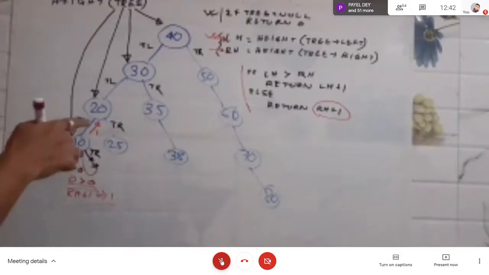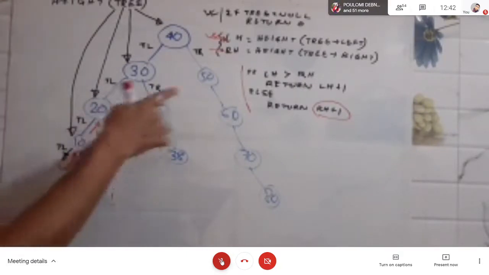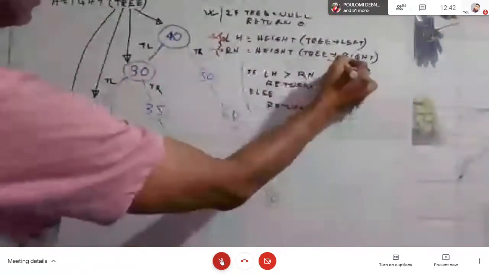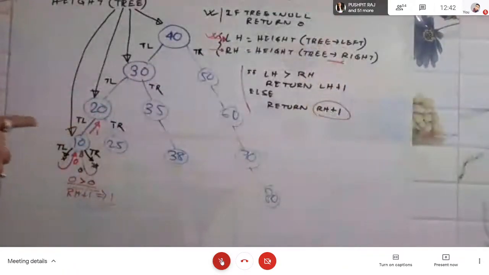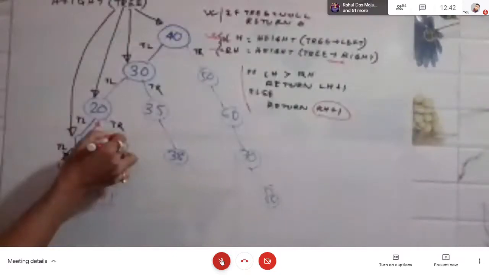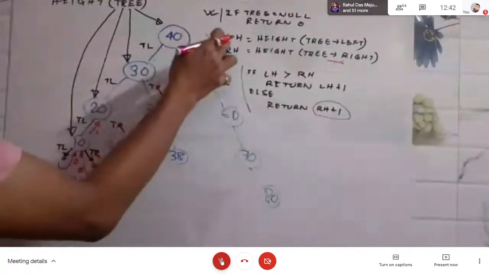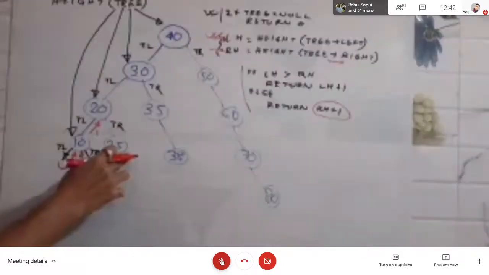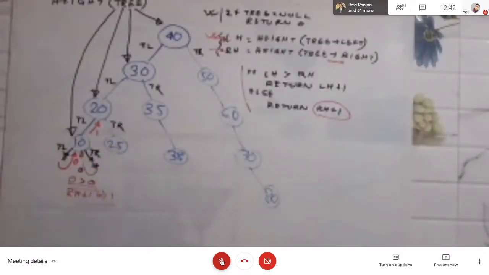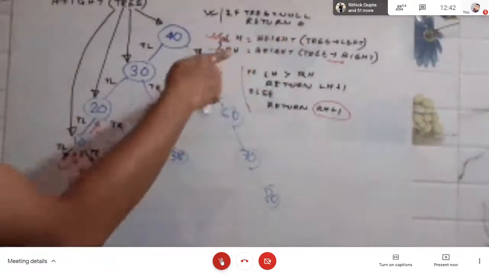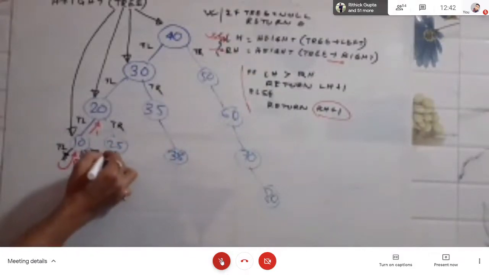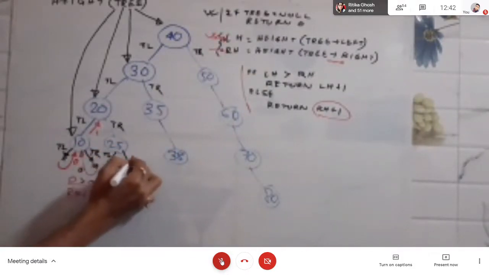Now 20 will be calling its right child. Now 20 will call this height right because it was pending. So 20 will call this function height with the node value 25. So again it will be a case of recursive call. 25 is not equal to null, so it will call these two lines. 25 will call its left child, and 25 will also call its right child.